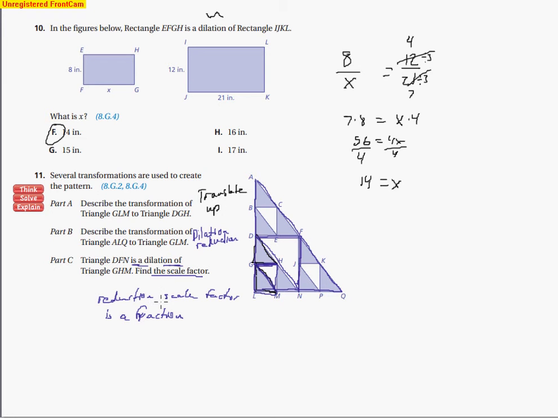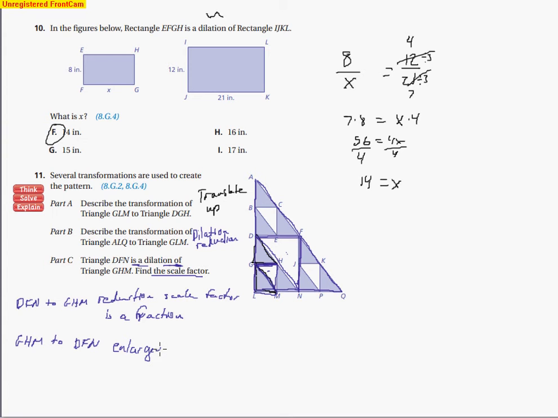So actually instead of going from this to this, which would be a reduction, let's go from DFN to GHM, which would end up being a reduction. But it says that DFN is the dilation of. So "of" tells us that it's after this one here. So we actually have to start at GHM and go to DFN. And so this is going to end up being an enlargement.